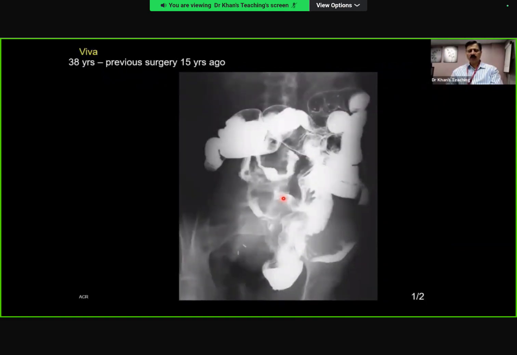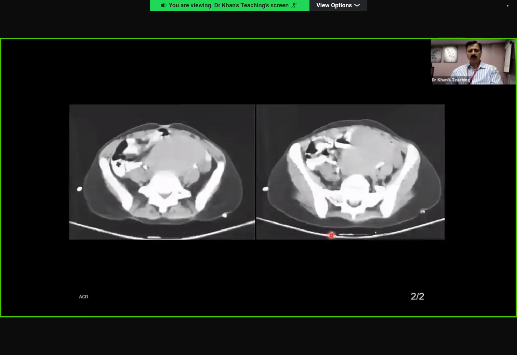Now, what has happened is that there is evidence of surgery. Apparently, this patient had a total colectomy, and now there is a tumor which is sitting in the mesentery, and this is displacing the small bowels around it.